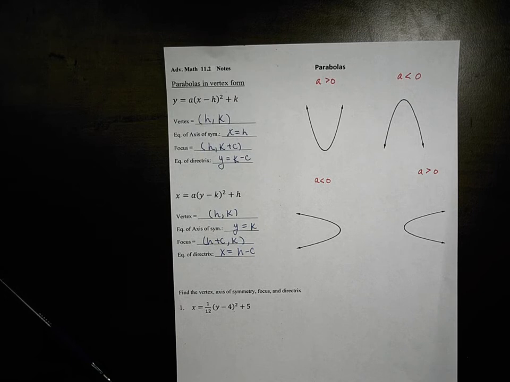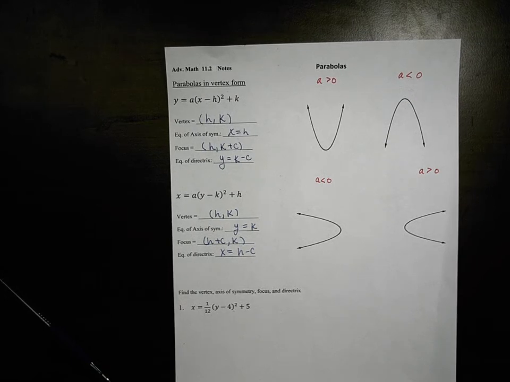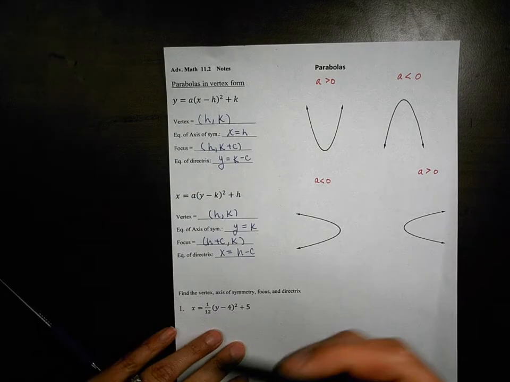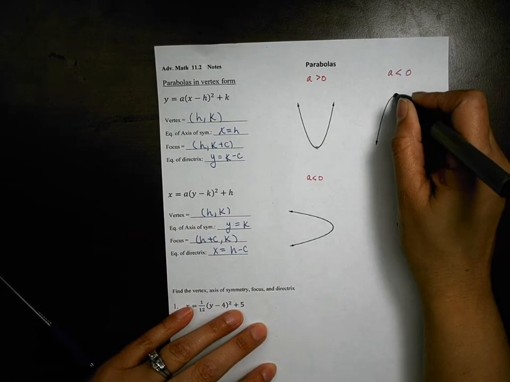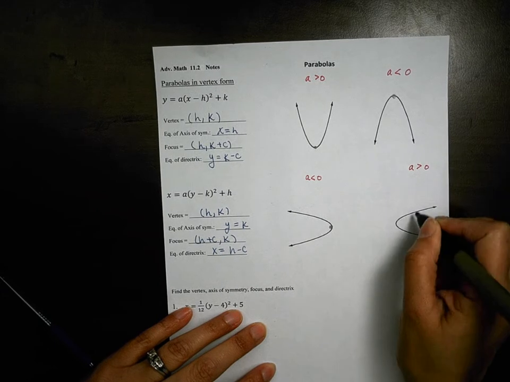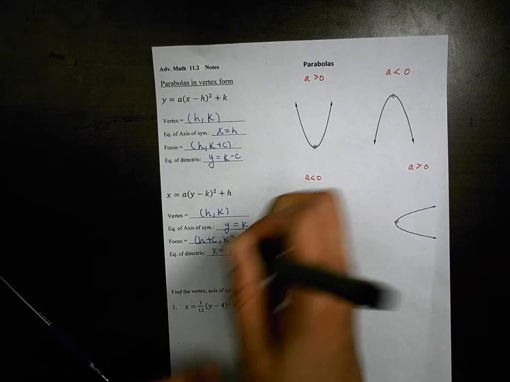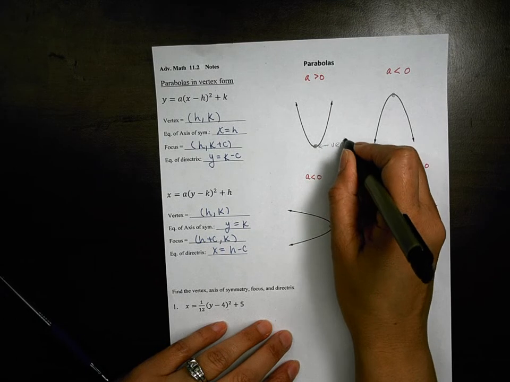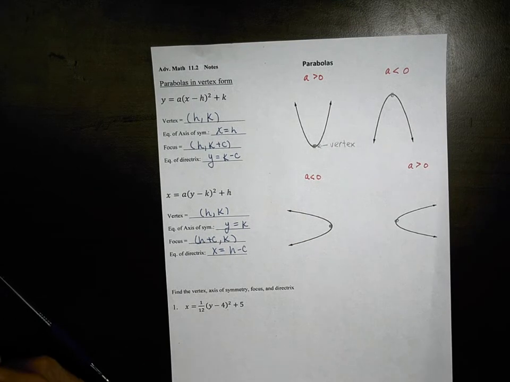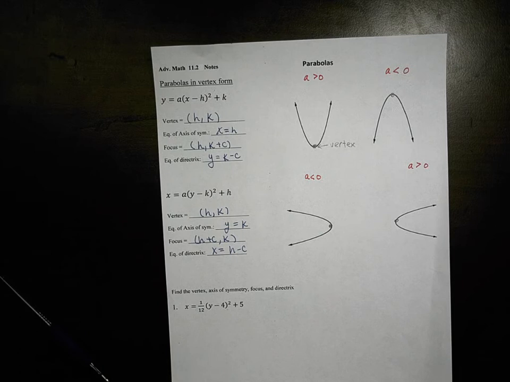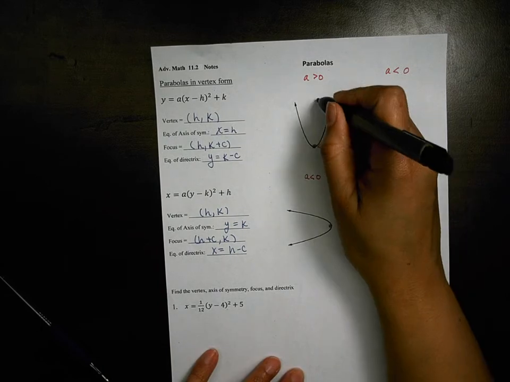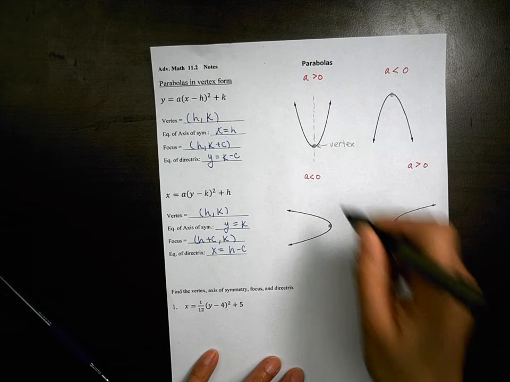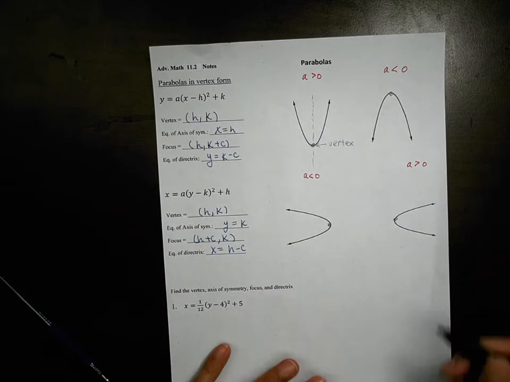So, you guys should know where your vertex is. Your vertex is there for all of them. Okay, and your axis of symmetry, that you should remember as well from previous math classes, back from as far as Math 1 or Math 2.